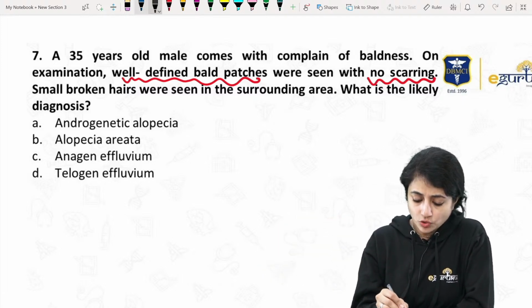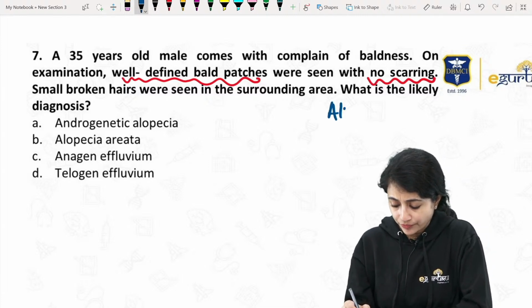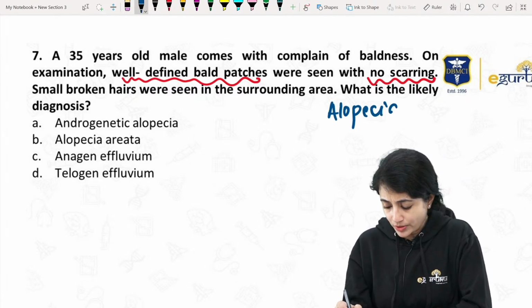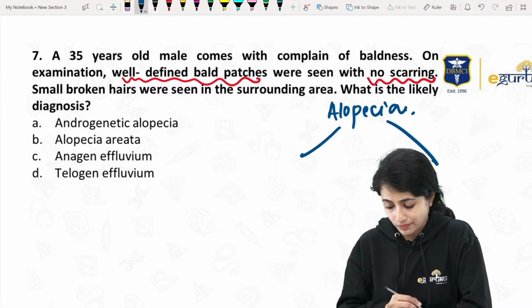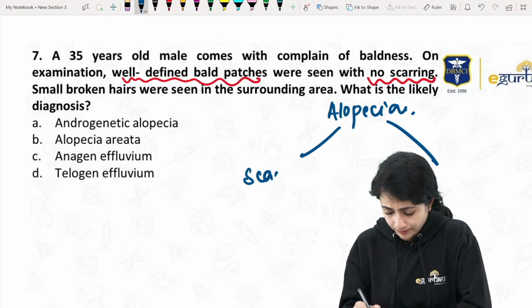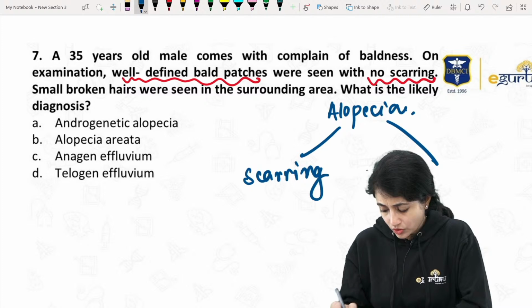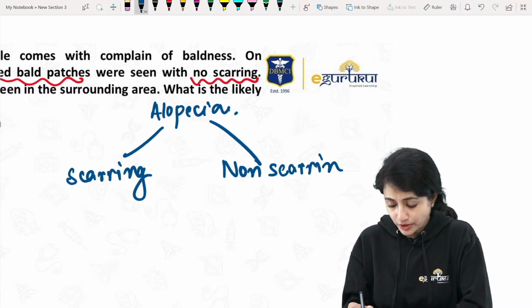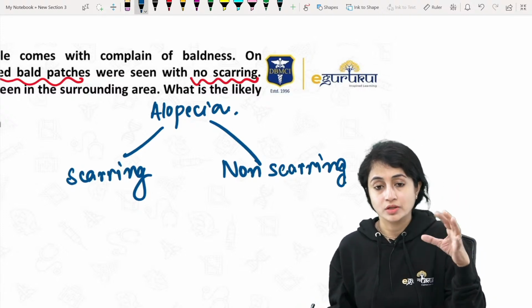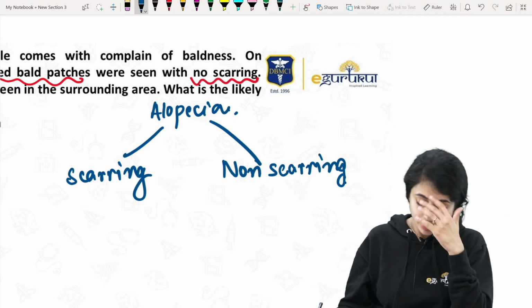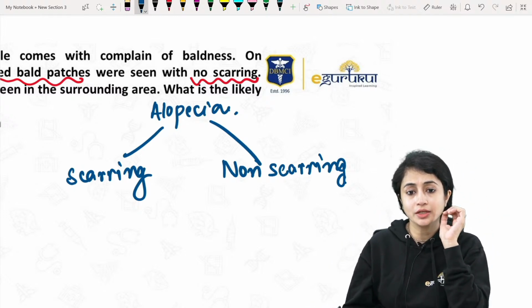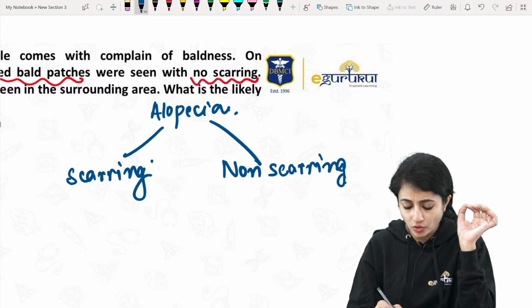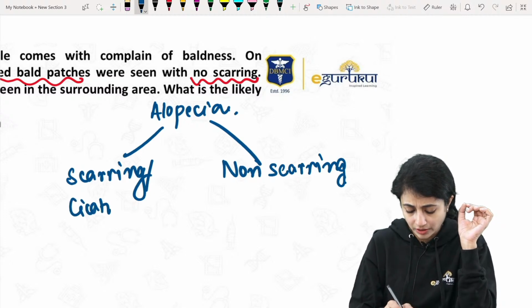Now, whenever we are talking about alopecia, I classify alopecia into two types: scarring or non-scarring. Alopecia is hair loss. So hair loss can be scarring or non-scarring, or cicatricial or non-cicatricial. These are the other terms used.